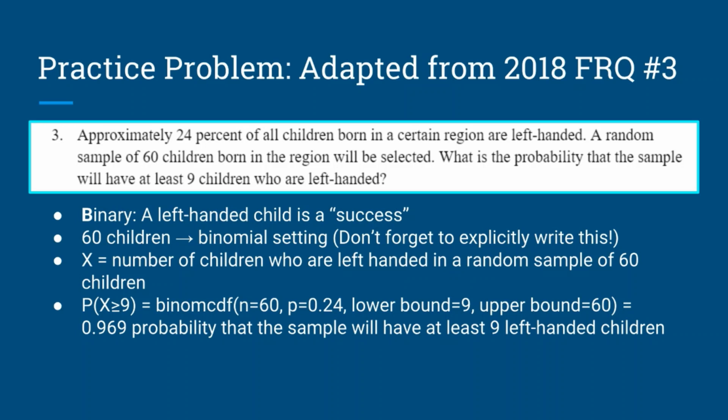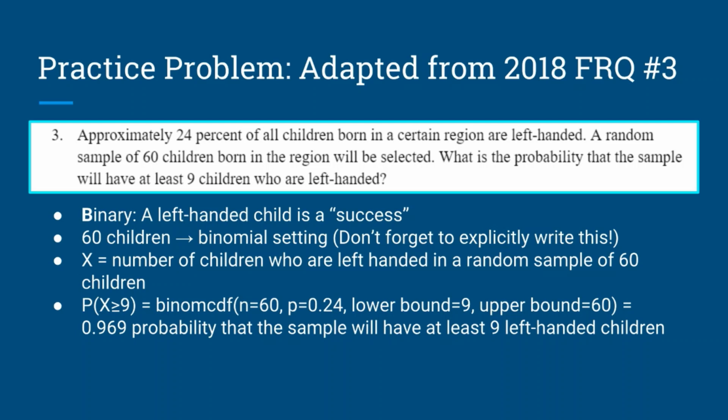Repurposed from the 2018 FRQ number 3, we have this question. We know that this is going to be a binomial or geometric setting because we're counting the number of children who are left-handed, a binary issue. Each child is a coin, and the probability each child lands left-handed is 24%. Since we know how many children we're going to sample, this is a binomial setting. Don't forget to explicitly write out which setting this is.